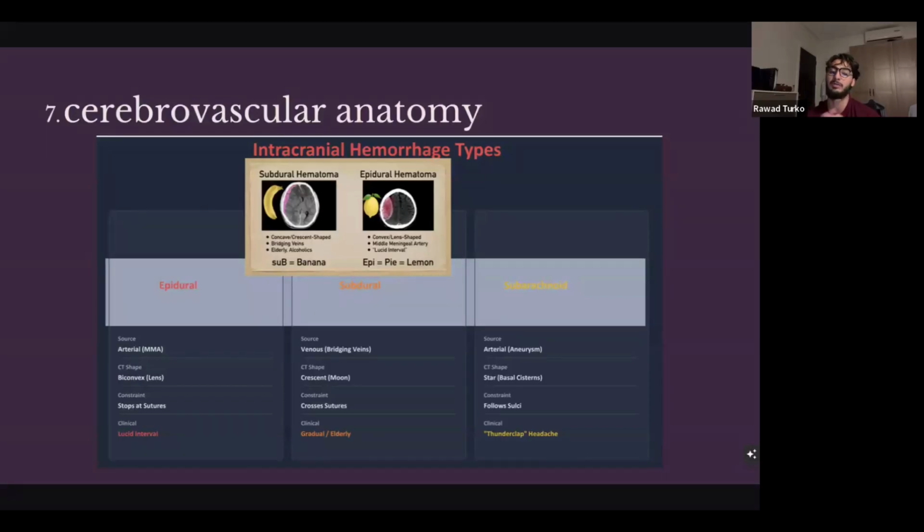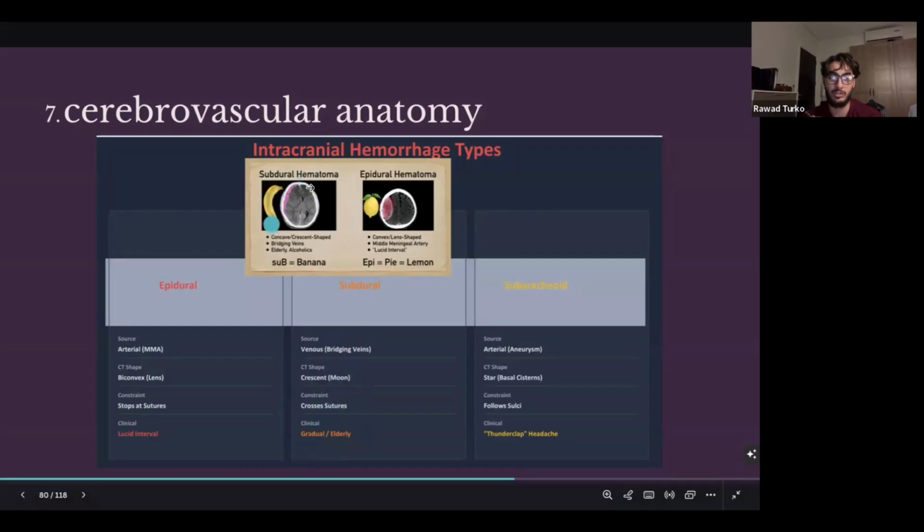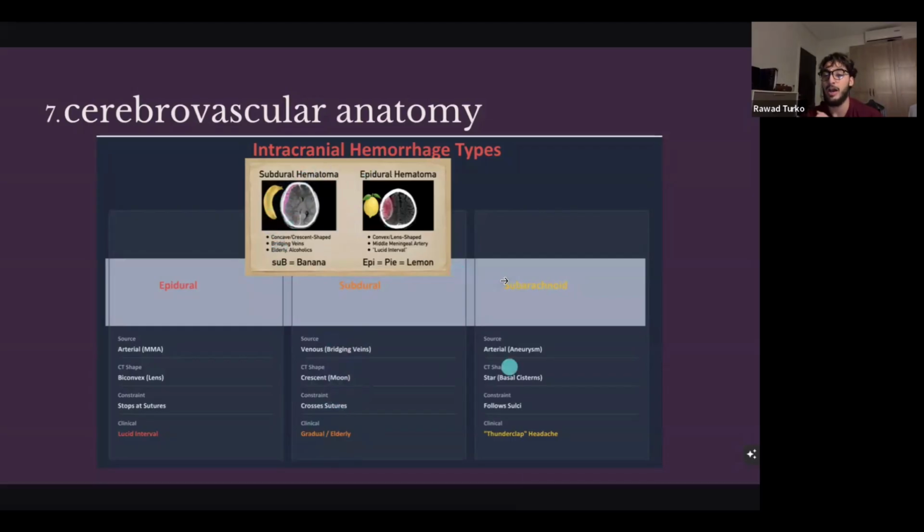So it's not going to be very symptomatic at first, but eventually it can cause symptoms of dementia. So it can cause some similar findings. And this is what it would look like. It would look almost like a banana, crescent shaped. And a subarachnoid hemorrhage is very, very easy to know.